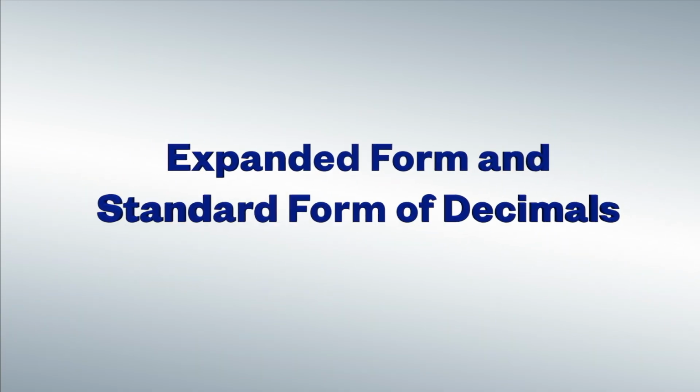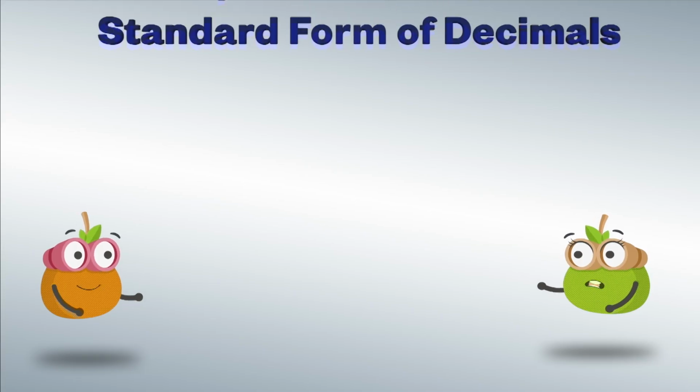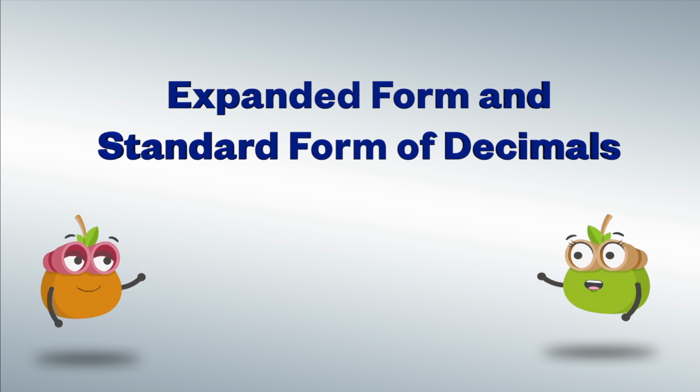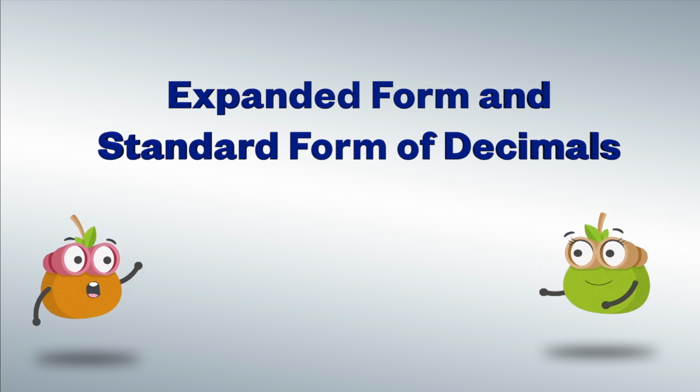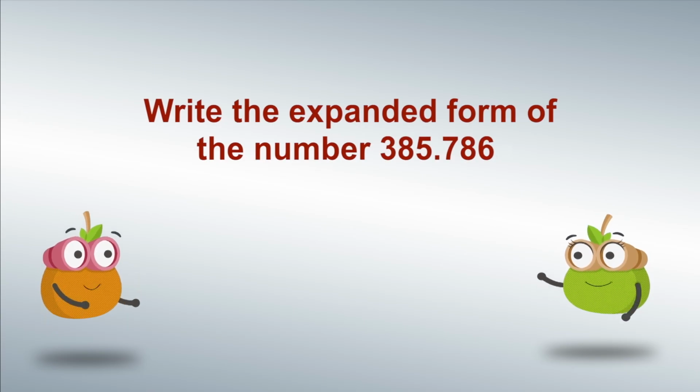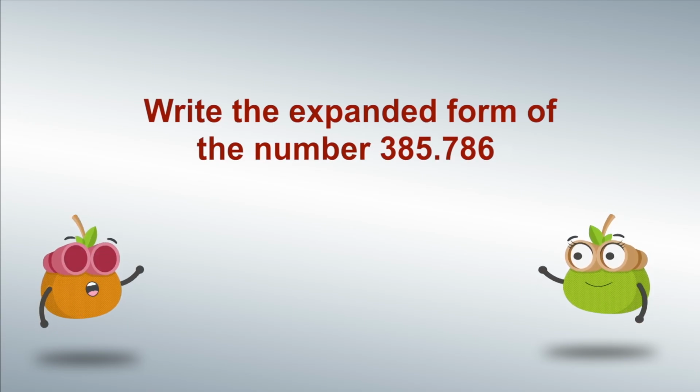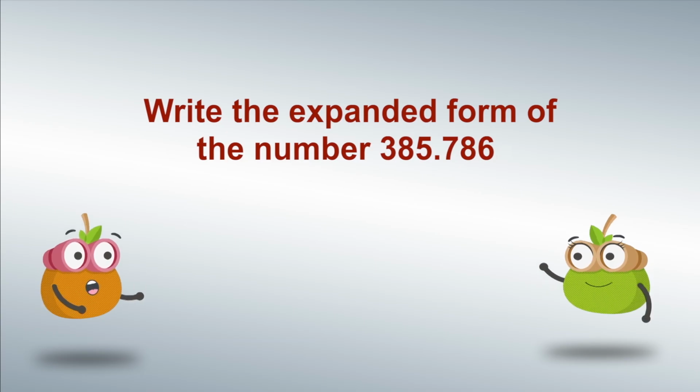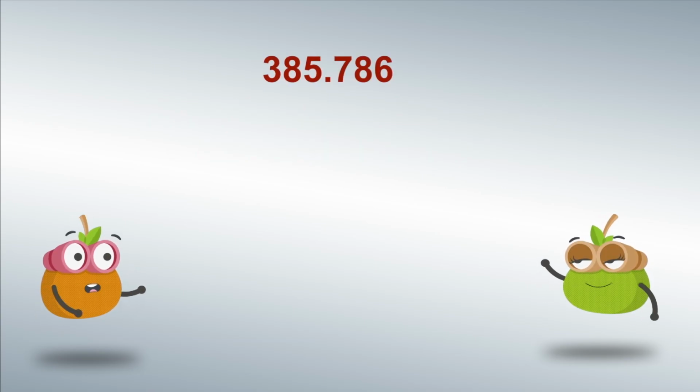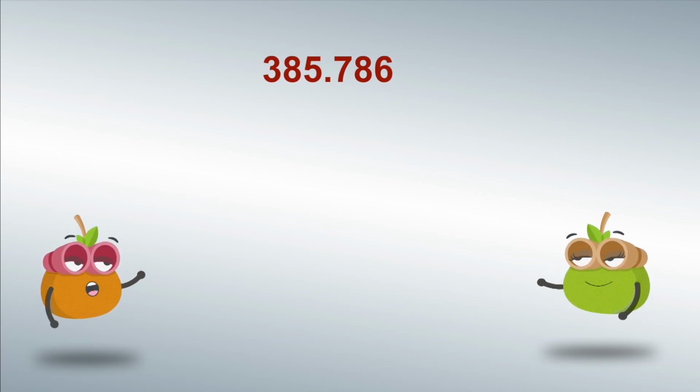Expanded form and standard form of decimals. How can we write decimal numbers in expanded form? We can write decimal numbers in expanded form by writing each number according to its place value. Let's learn from an example. Write the expanded form of the number 385.786. Here we will write all the numbers separately according to their place values.